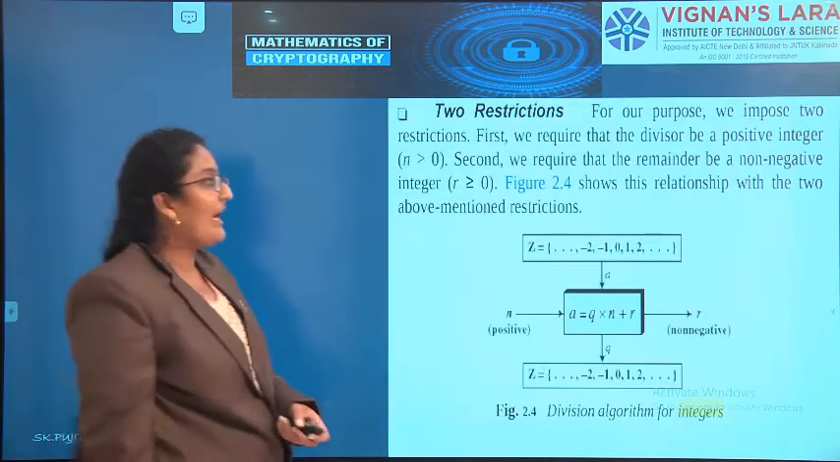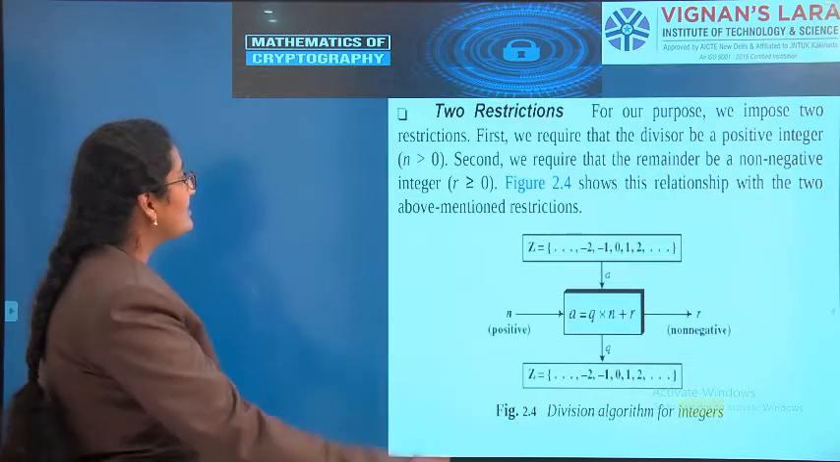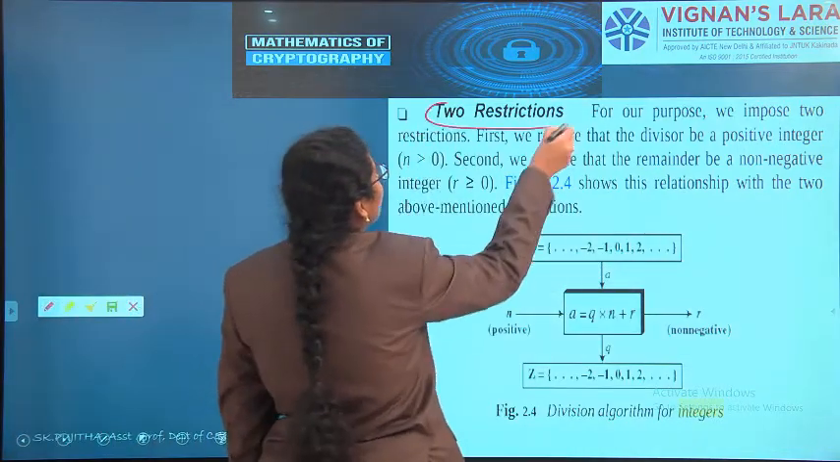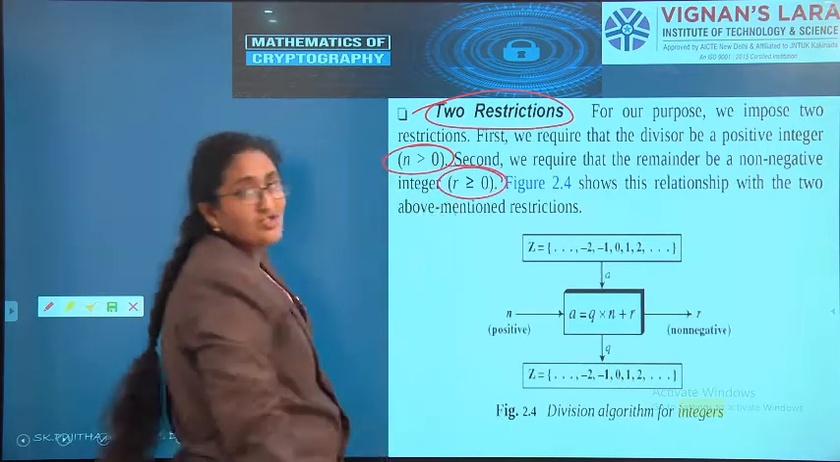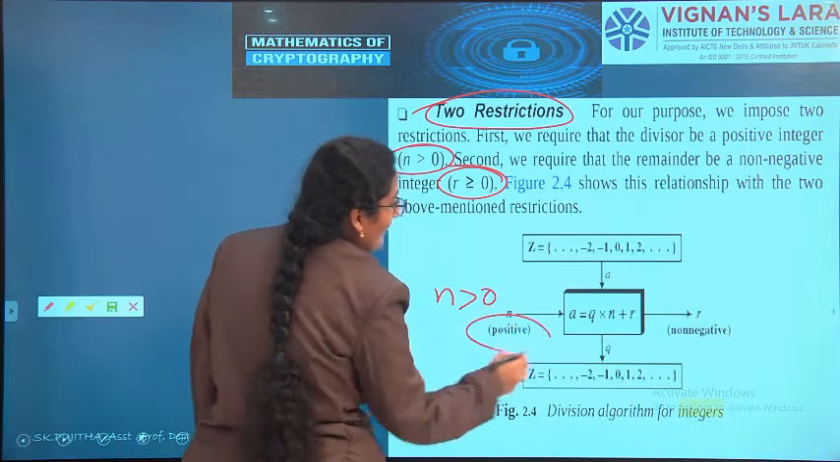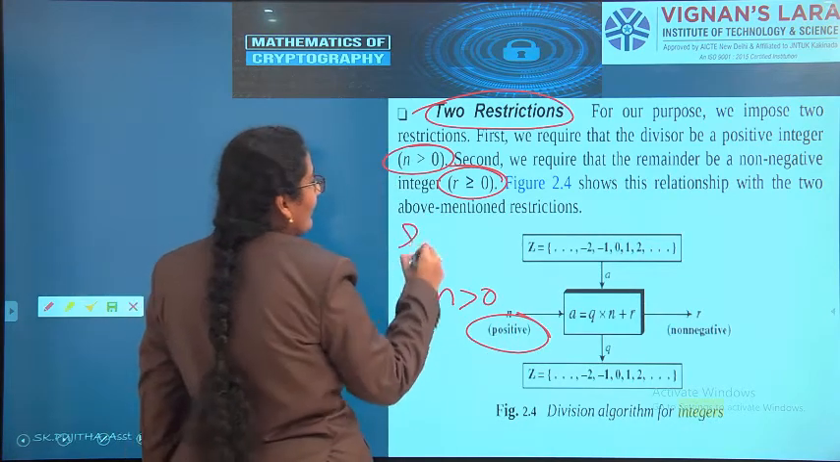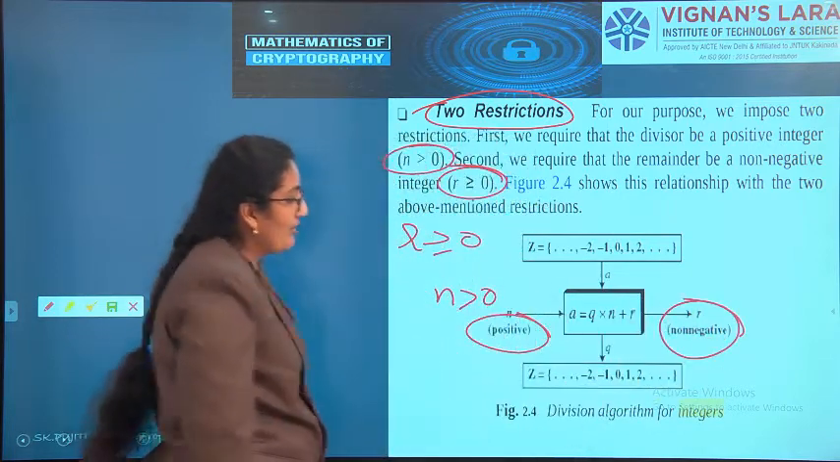So in this we have two restrictions. What are the two restrictions we have? See here, two restrictions we have in the division rule. n should be greater than 0, r should be greater than or equal to 0. n greater than 0 means n always should be positive. r greater than or equal to 0 means r should not be negative, r should be non-negative.